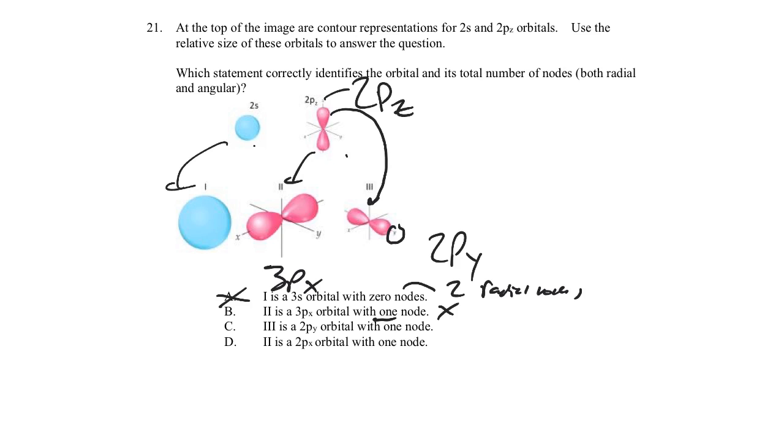But that one is incorrect because it would actually have 2 nodes as well. So 1 angular plus 1 radial. And then where that radial comes from is not something we've talked about. 3 is the 2p y orbital with 1 node. That is the correct answer.